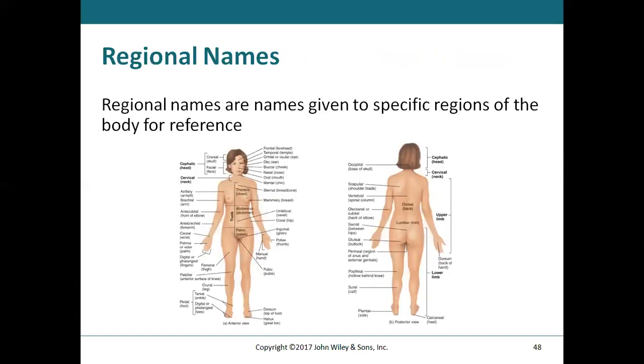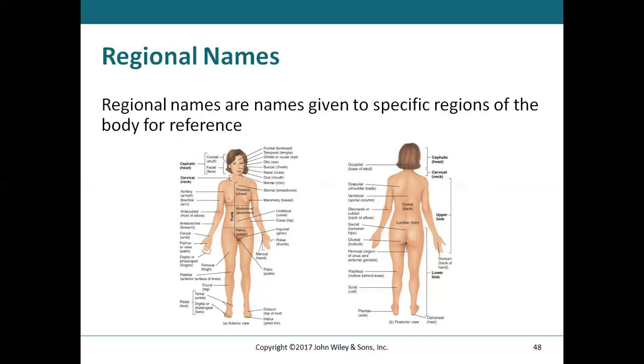So moving forward, regional names are given to specific regions of the body for reference. When we talk about the cephalic region, we're talking about something that's associated with the head. The cervical region would be the neck. The thoracic region would be the chest. The abdominal region would be within the abdomen. The pelvic region would be the pelvis. And this is all in the anterior view.